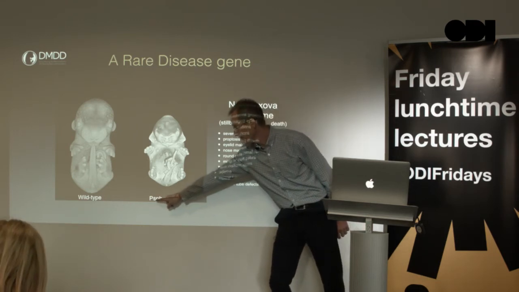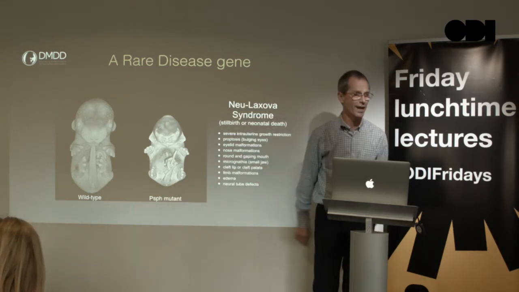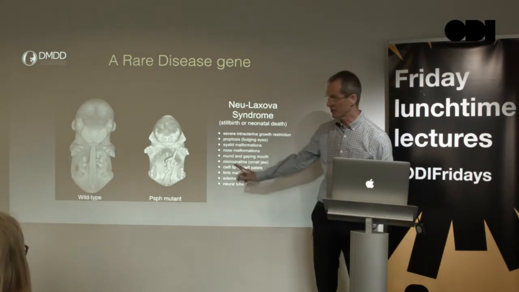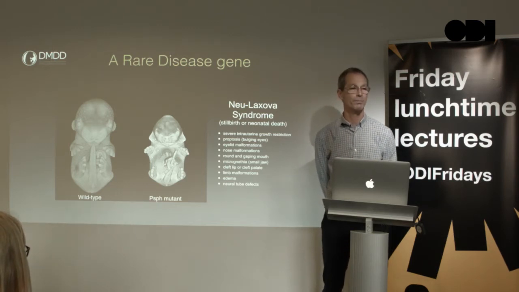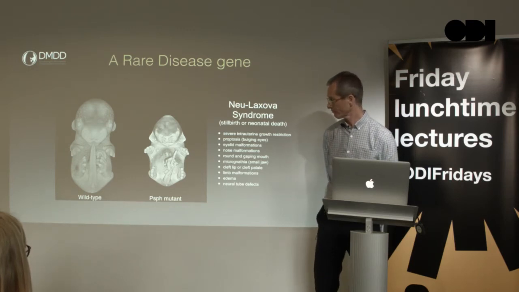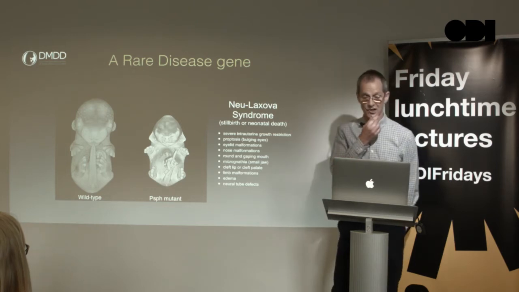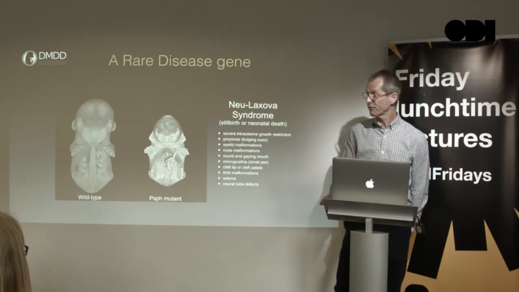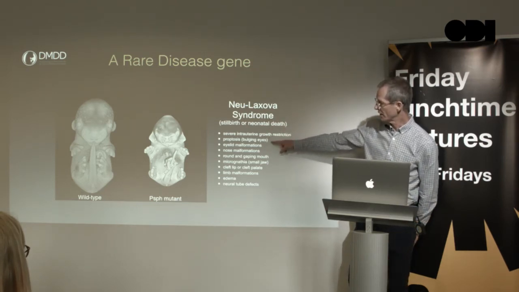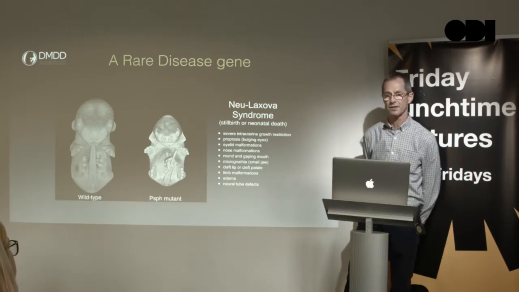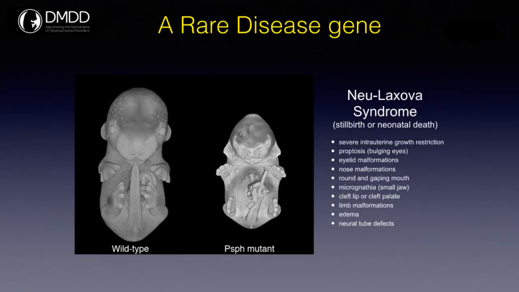So in this case, this mouse, the PSPH1, it's a peculiar name. All genes have rather peculiar names. That gene has been removed from this embryo. It turns out that gene is important for producing the amino acid serine, one of the building blocks of proteins. When you mutate that gene or remove it, it has profound effects on the embryo. In the human Neu-Laxova syndrome, if you can read this list, there are an enormous number of abnormalities that affect the embryo, producing gross malformations, all of which are reflected in this very strange-looking embryo here.